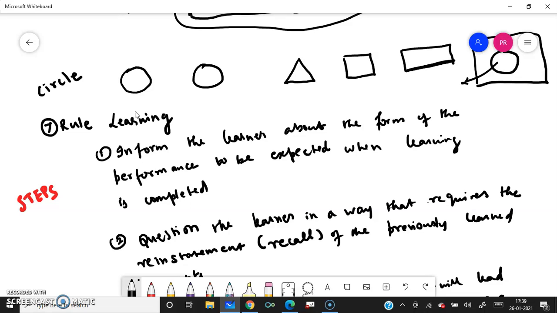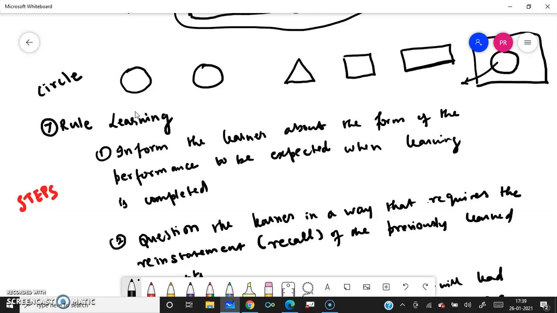Certain behavior the child should exhibit if the rule is learned. Then only can we say that the child has learned that particular rule. A rule has been learned when the learner can appropriately and correctly apply the rule in a number of different situations. So when the child is able to use the rule appropriately in different situations, we can say that the child has learned the rule.